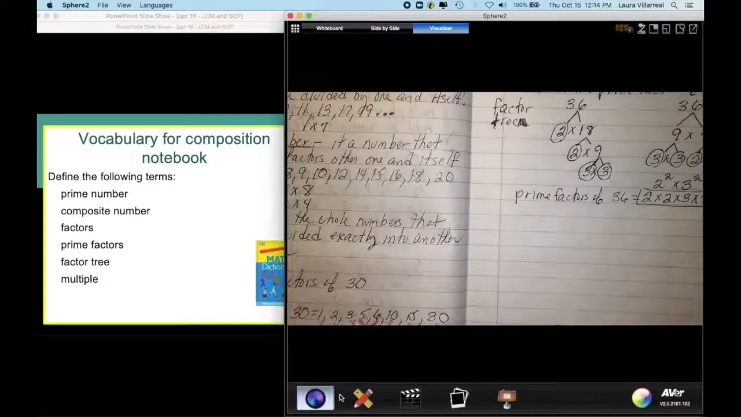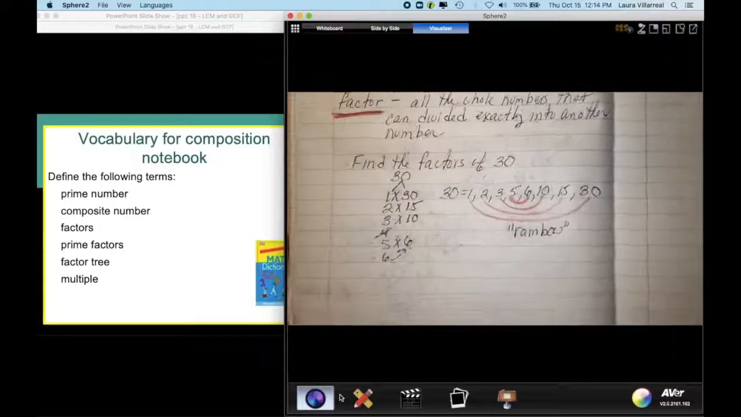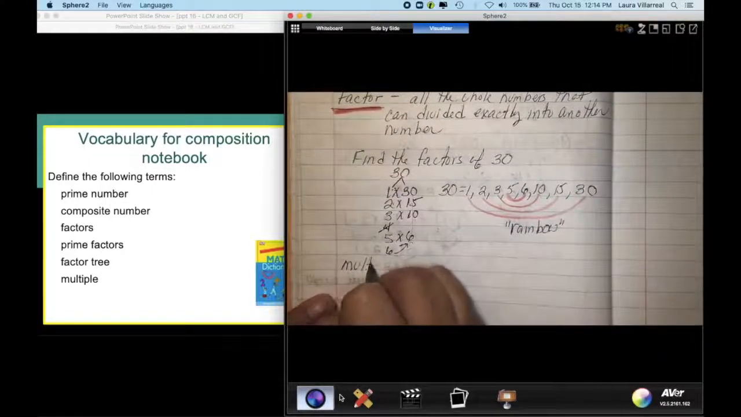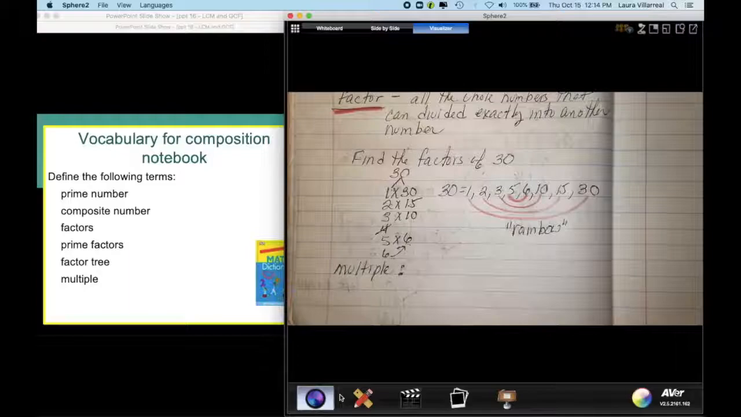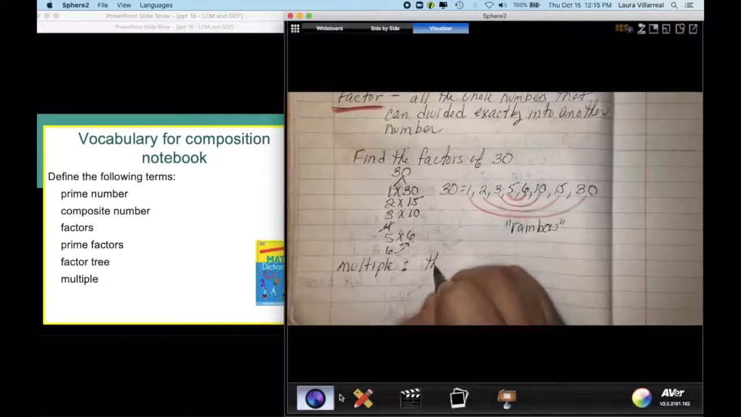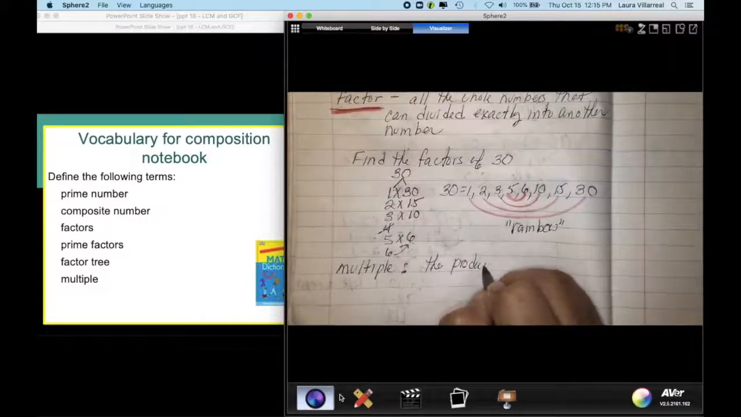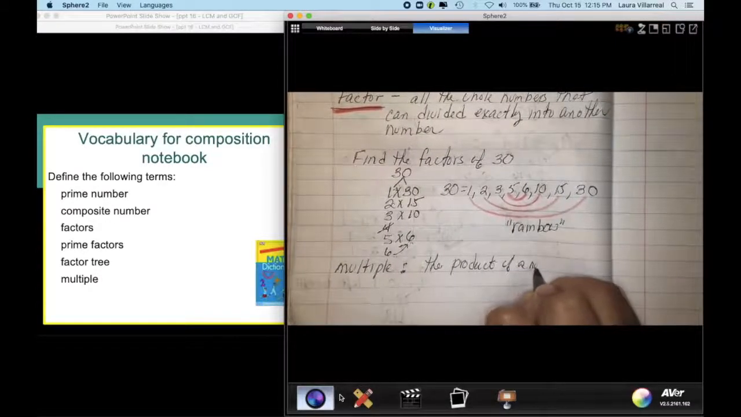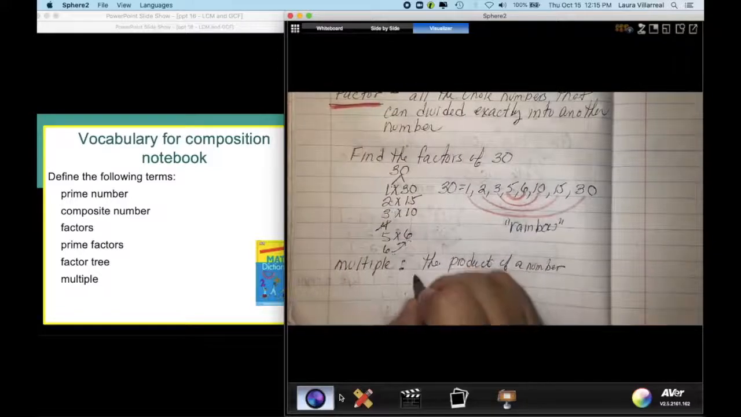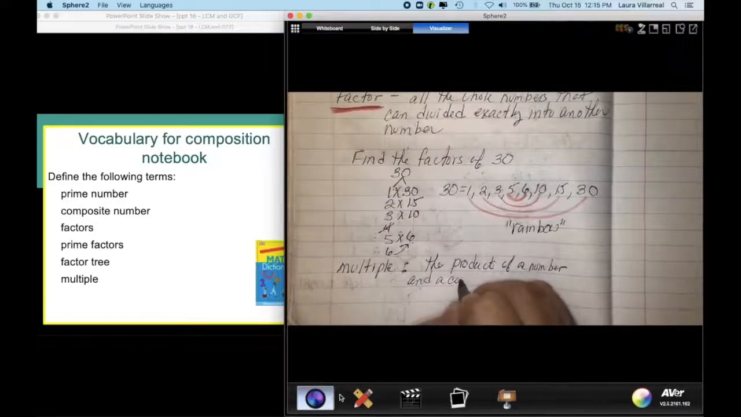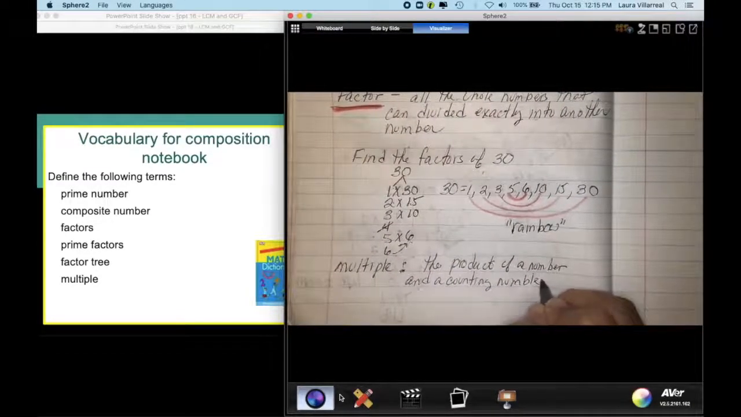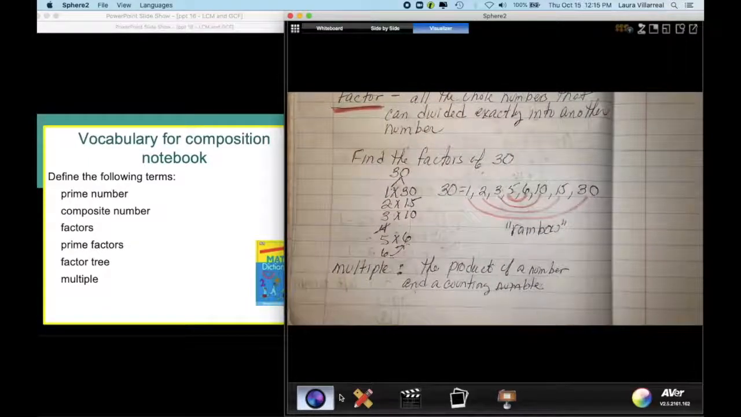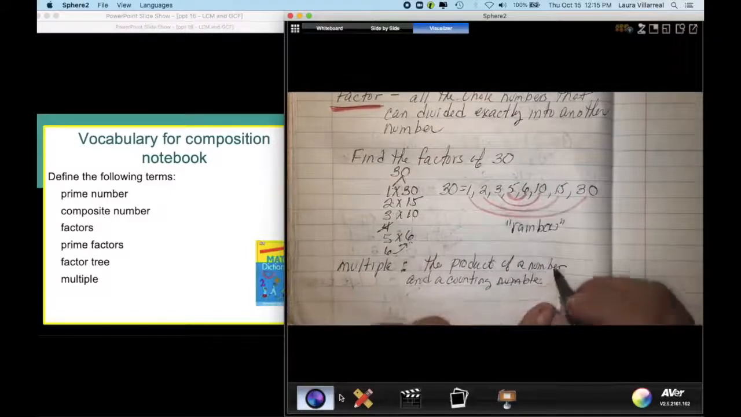Okay, let's look at the next term, which is multiple. I have room down here. So a multiple is something that you multiply. 2, 4, 6, 8. So a multiple is the product of a number and a counting number. The product of a number and a counting number.